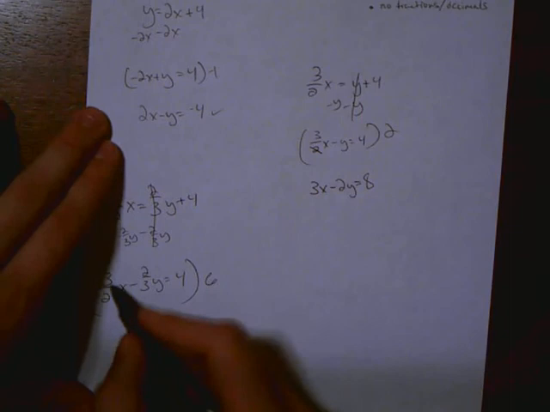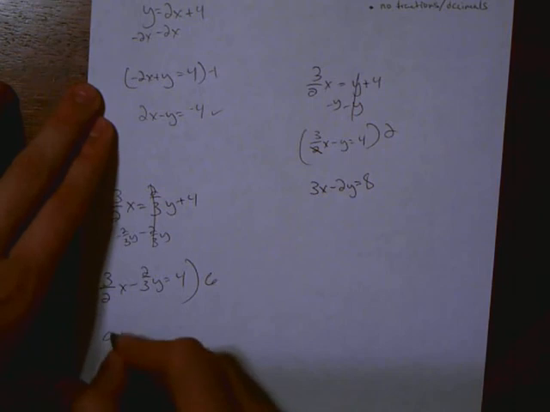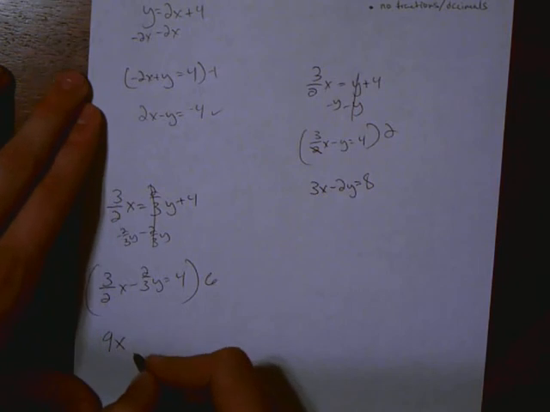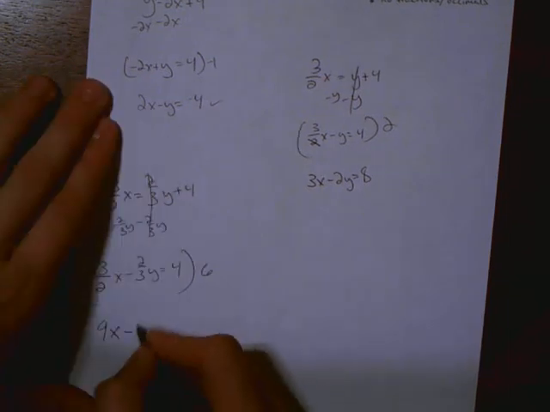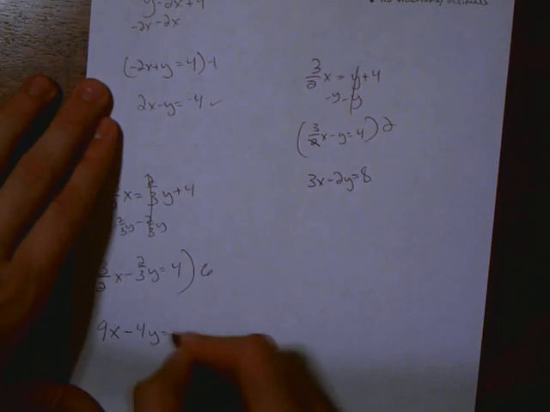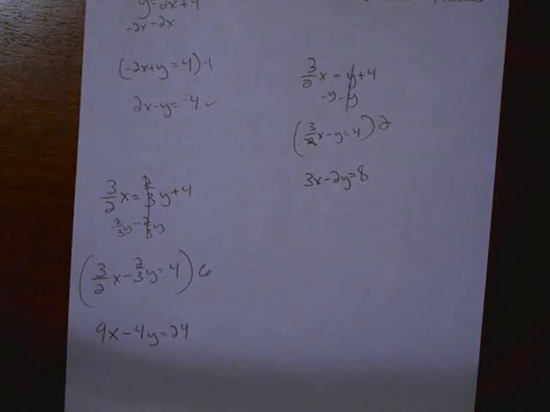So first off, 3 over 2 times 6 would give me 9. So I've got 9x now. And then 2 over 3 times 6 would give me 4. So now I've got 4y. And then, of course, 6 times 4, 24. This is now standard form. So if you have more than one denominator, you're going to multiply by both. Now that means the least common multiple. Least common multiple is what you want to multiply by. Example, if I had 4 and 6, I would multiply by 12 because 12 is the smallest number that they both go into. Least common multiple.